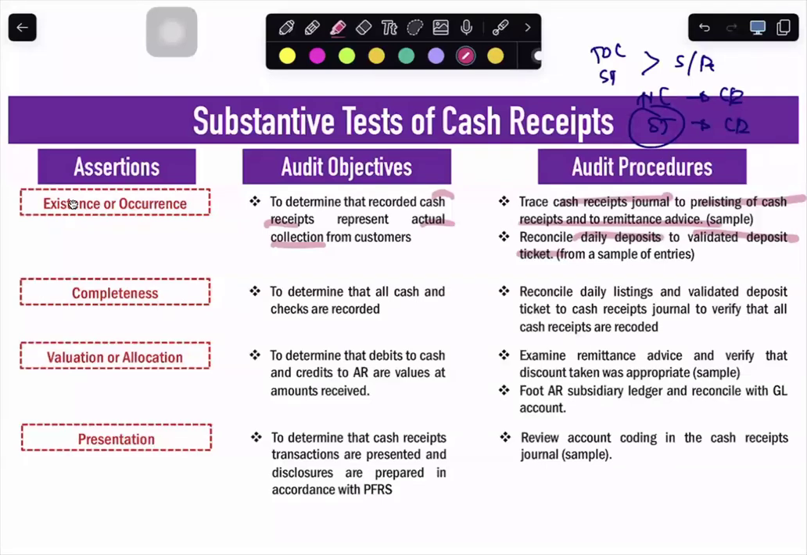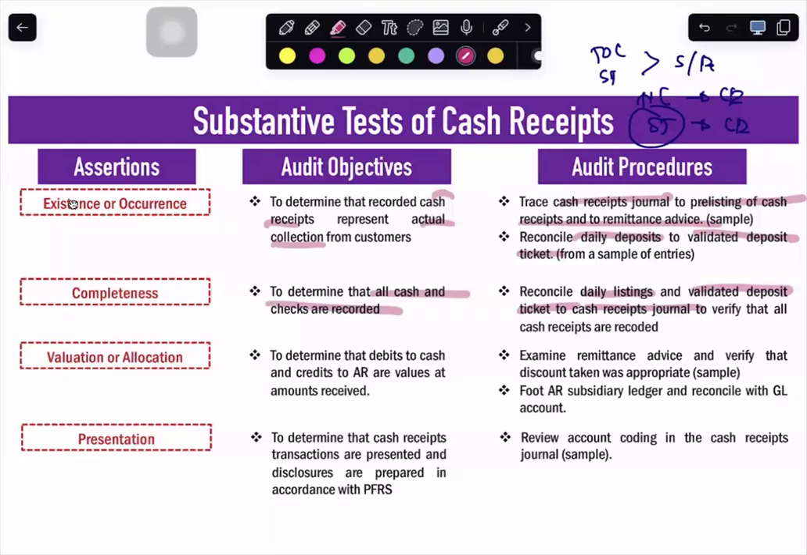Next, completeness. On your audit objective, you determine that all cash and checks are recorded. So what is your audit procedure? Your audit procedure is to reconcile daily listings and validated deposit slip to cash receipts journal to verify that all cash receipts are recorded. So your daily listings are prepared by your mailroom. And then your validated deposit slip comes from your treasury. And your cash receipts journal is prepared by your general accounting.